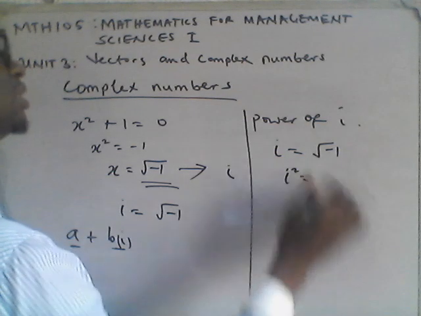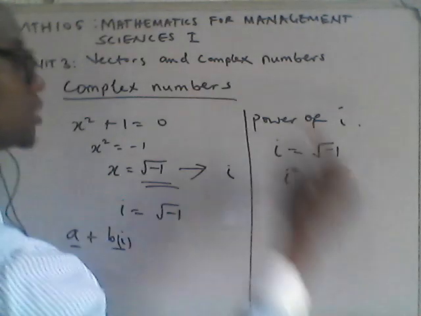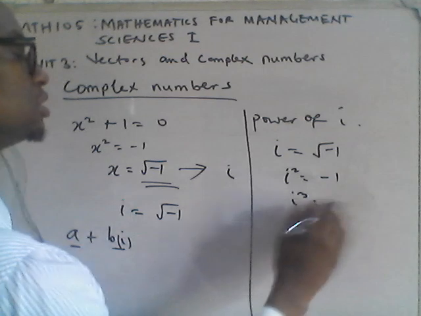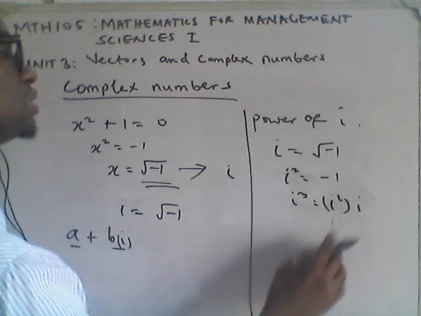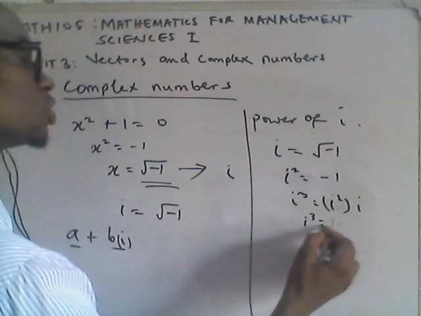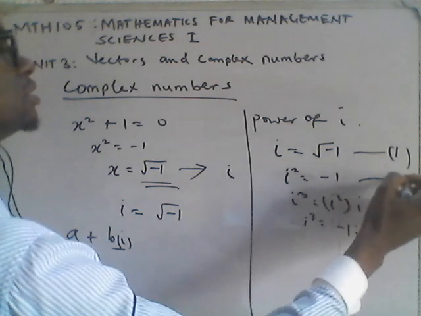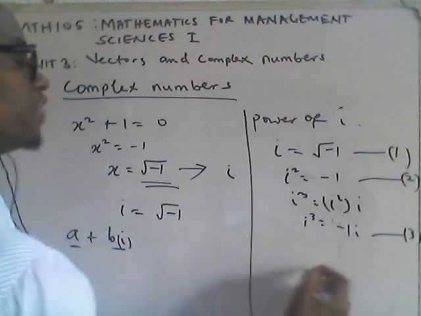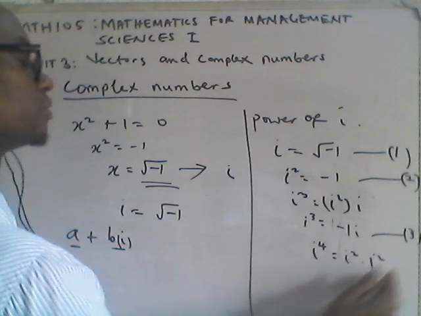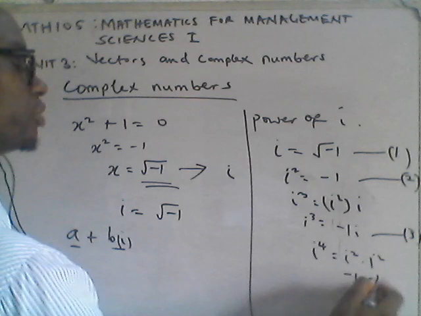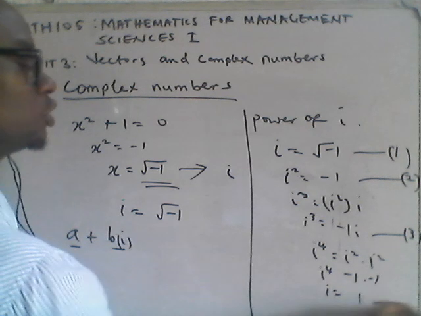So i squared is minus 1, and i cubed is i squared and i. You understand? And i squared is given as minus 1. So i cubed is equal to minus 1i. So I have this, I have this, and I have this. And finally, i raised to the power 4 is equal to i squared times i squared. And i squared is minus 1, i squared is minus 1. So i raised to the power 4 is equal to 1. So it is a cycle.